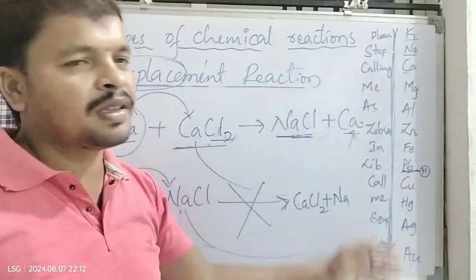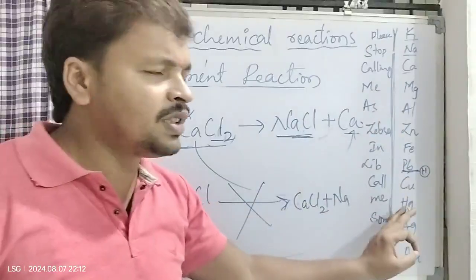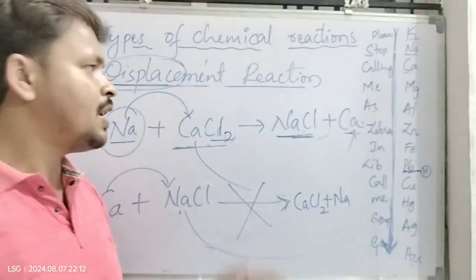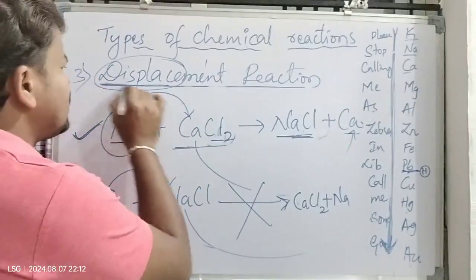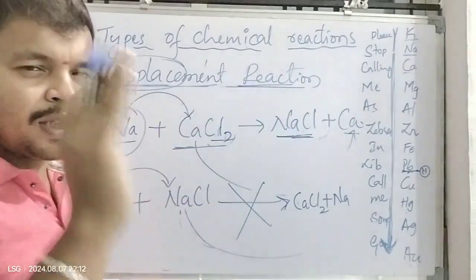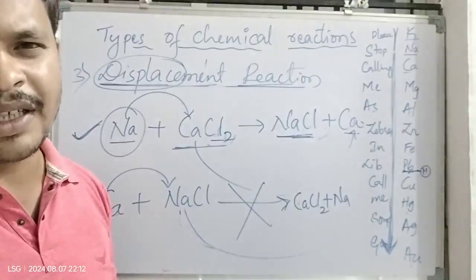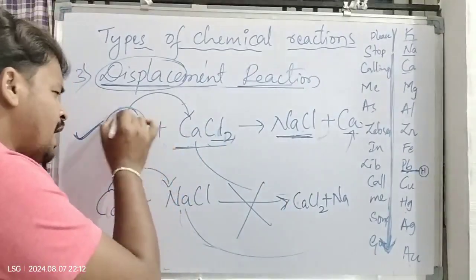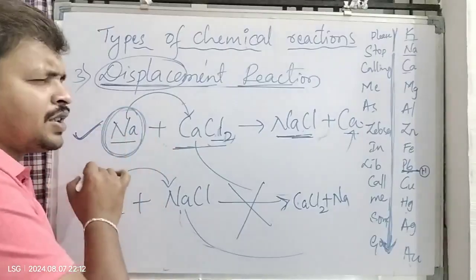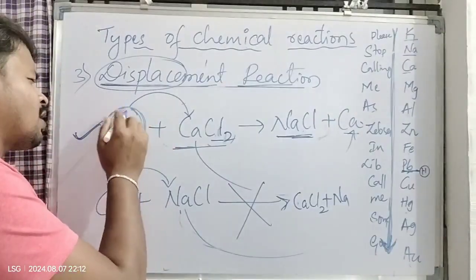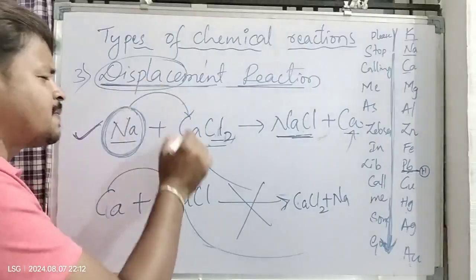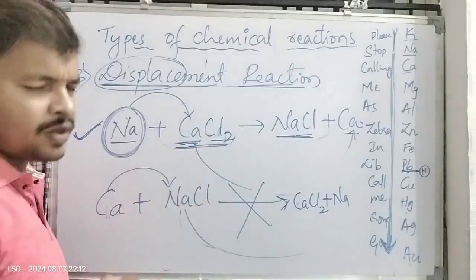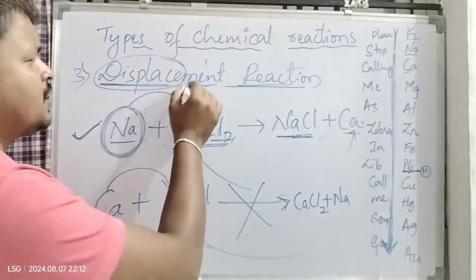Very easy to remember the reactivity series. If you know this reactivity series, a displacement reaction can be written easily. See what it says about displacement reaction. Listen to the definition of displacement reaction. It is a chemical reaction in which a highly reactive element or metal can displace a low reactive element from its compound. This is called displacement.